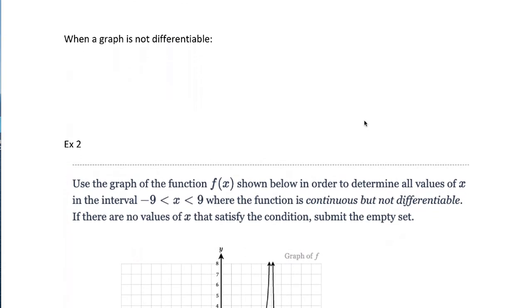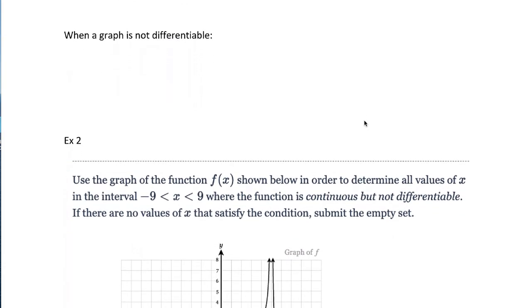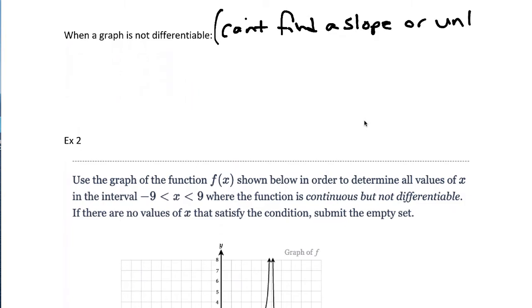Okay, let's talk about when a graph is not differentiable. A graph is not going to be differentiable, so you can't find a slope. Think of it that way. Can't find a slope, or it's undefined slope.